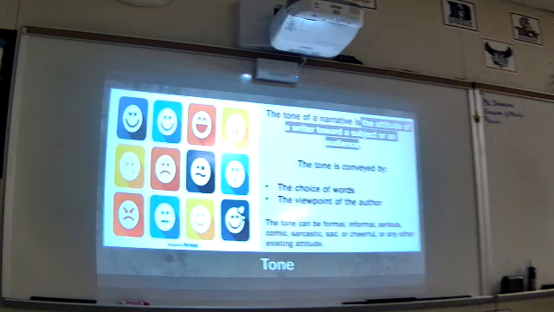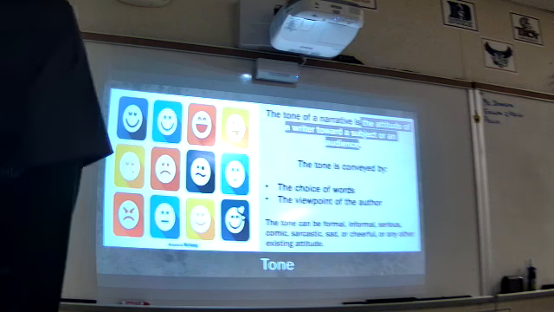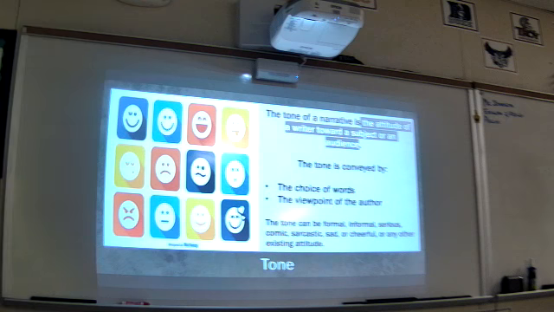Tone is another common key element between fiction and nonfiction, okay? That's the attitude that the writer has towards the subject. Tone can be conveyed by choice of words or the viewpoint, directly or indirectly stated, of the author, okay?